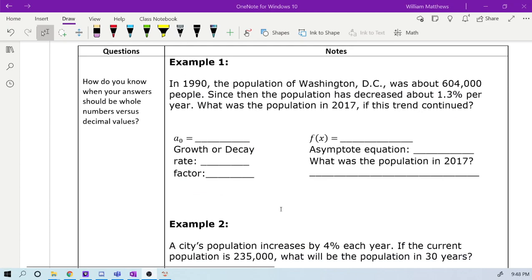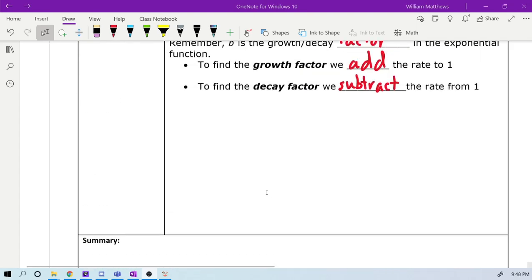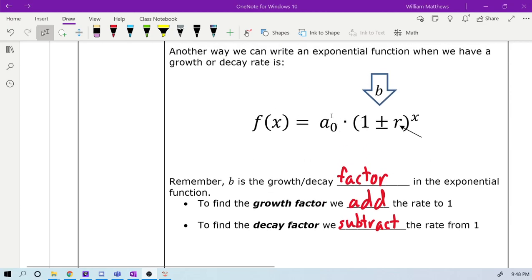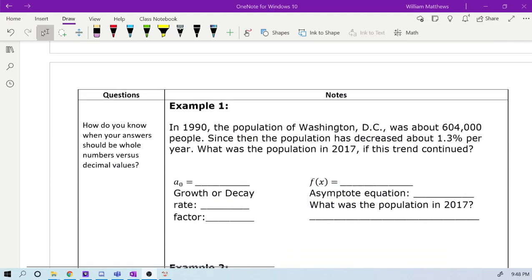So if we use this in a couple examples, example 1: in 1990 the population of Washington, D.C. was about 604,000 people. Since then, the population has decreased about 1.3% per year. What is the population in 2017 if this trend continues? So if we look back at our original equation, we need a starting value, we need a rate of change, and then we can figure out what our b, our actual factor, is.